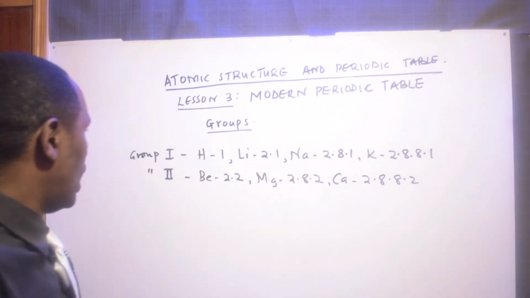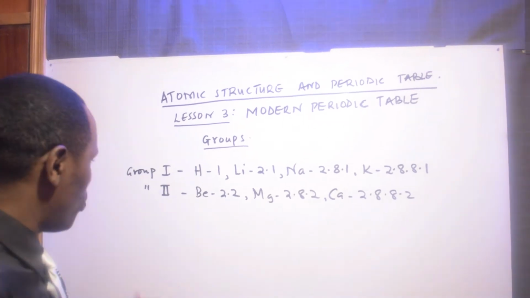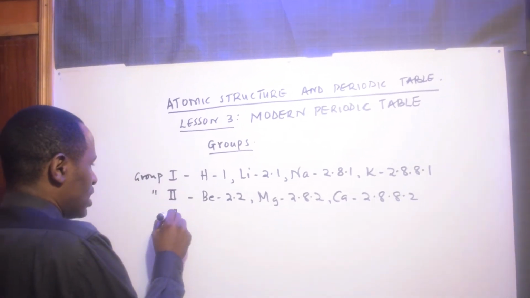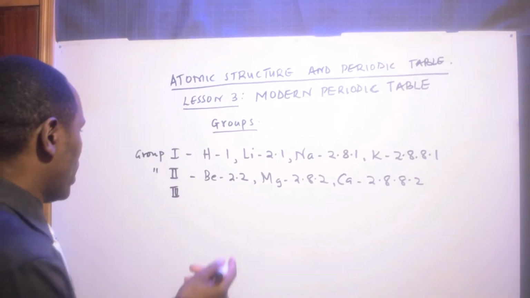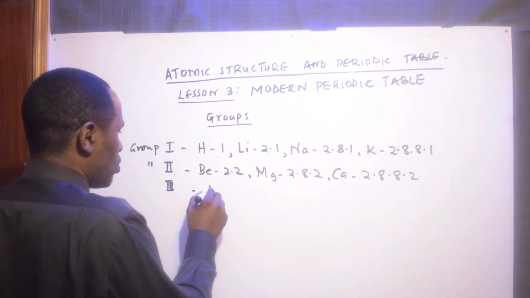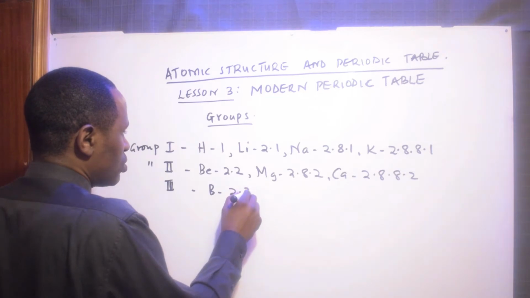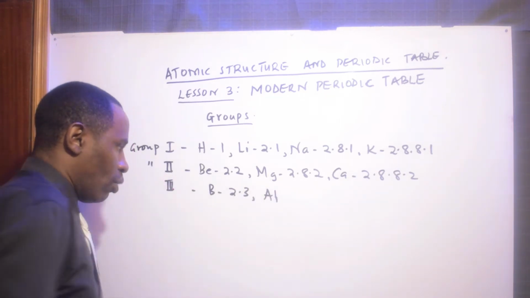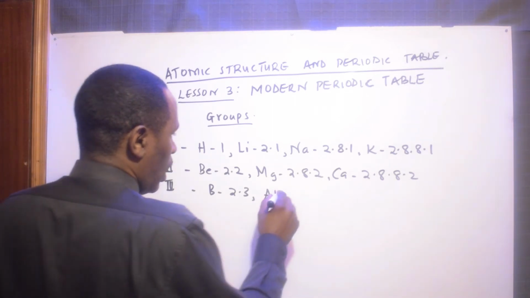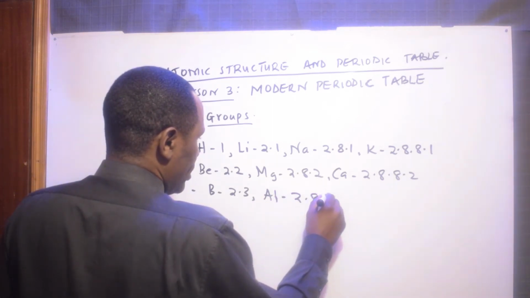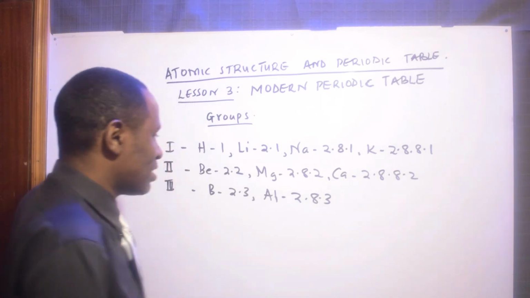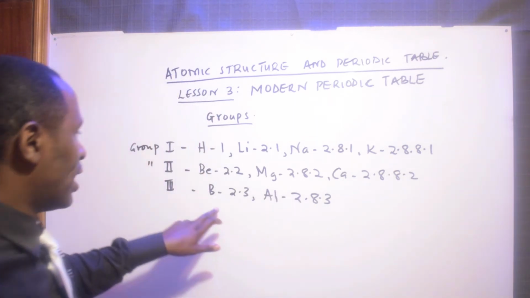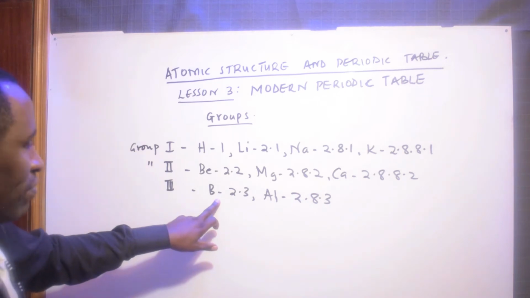Now, I want us to see the common thing. What is the common thing about it? We can have the last one, again for comparison: group 3. We have boron with 2,3, atomic number 5, and aluminium with 2,8,3, atomic number 13.